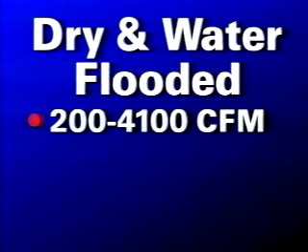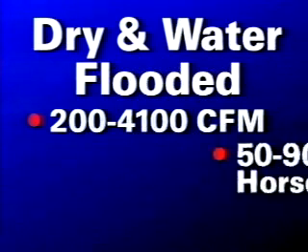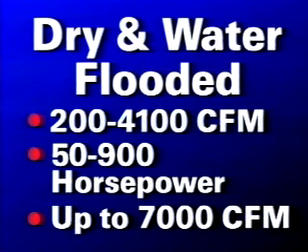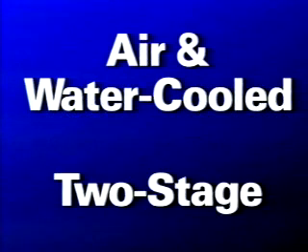Capacities for medium-range two-stage models range from 200 to 4,100 cubic feet per minute, with horsepower of 50 to 900. Low-pressure single-stage units have capacities as high as 7,000 cubic feet per minute. Both air and water-cooled units are available as well. Two-stage rotary screw compressors may be used for improved efficiency or higher discharge pressures.